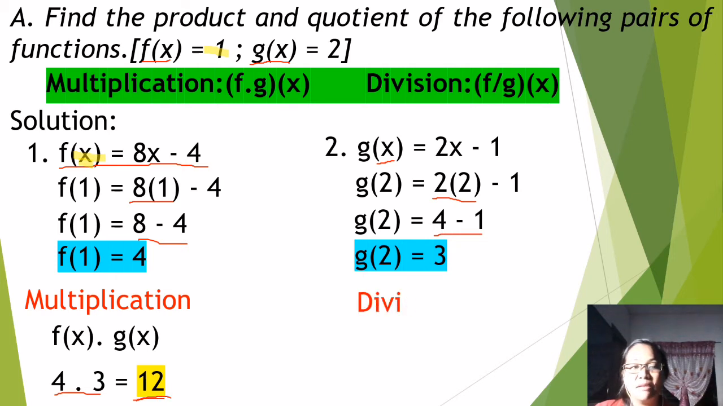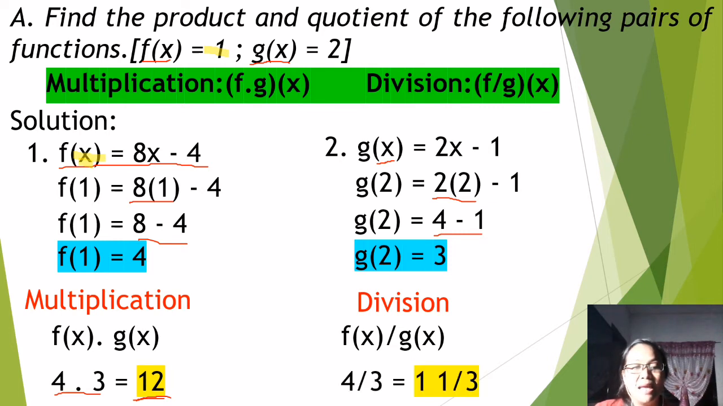And for our division or quotient, we have f of x divided by g of x. So since we have already the result of f of x, which is 4, then divided by the result of g of x, which is 3. So 4 divided by 3 is equal to 1 and 1/3.